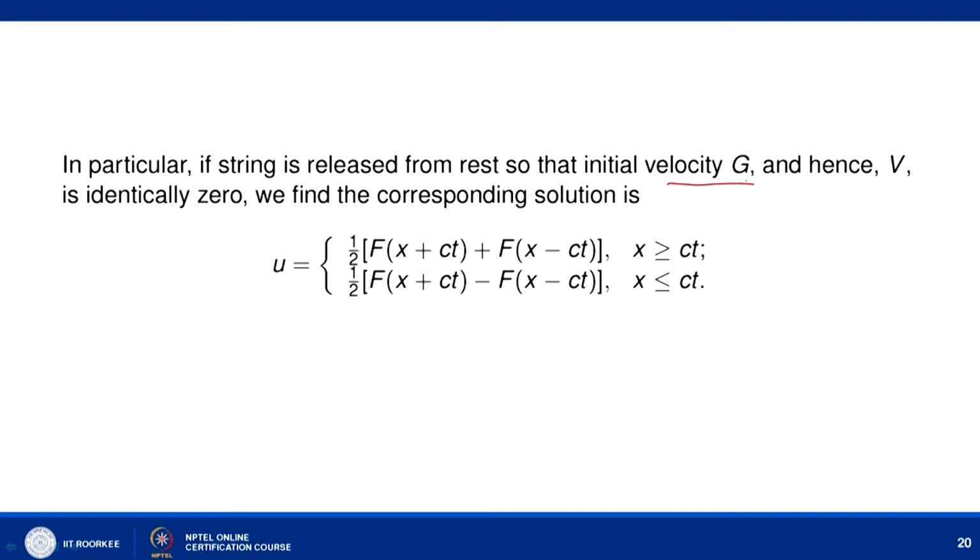Now, in particular, if a string is released from rest, so that initial velocity is taken as 0, and if initial velocity g is 0, so v is also coming out to be 0, and your solution u is defined as 1 by 2 [f(x+ct) + f(x-ct)] when x is greater than or equal to ct. So, the argument x minus ct is positive, x plus ct is positive. So, I can define u(x,t) as this, but when x is less than or equal to ct, then I can define it as 1 by 2 [f(x+ct) - f(ct-x)]. So, here this is the small change you can say from the infinite string problem to the semi-infinite string problem.